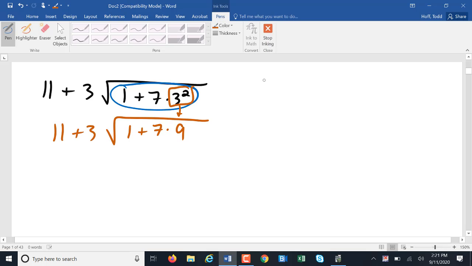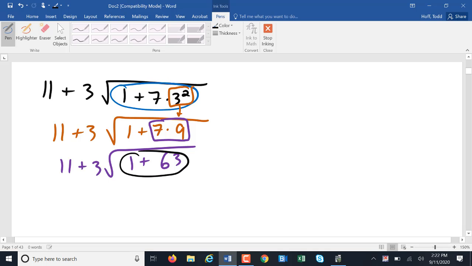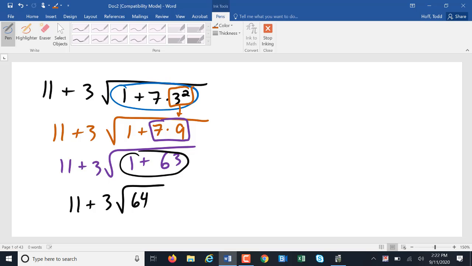What's next? 7 times 9 is 63. Good. And then 1 plus 63 is 64. Now, we've reduced that square root symbol down to a single number, which means we can get rid of it. We can do the square root. Now, we need to look at the rest of the problem to make sure there's nothing else with higher priority. And there's no other enclosing symbols in this problem. So we can do the square root.